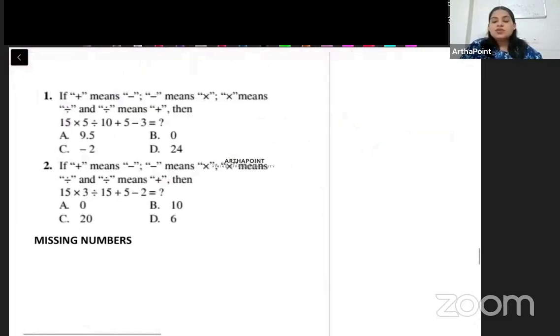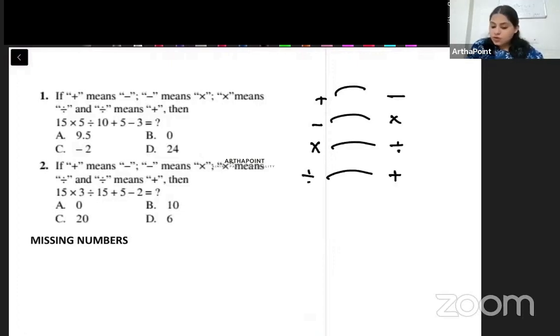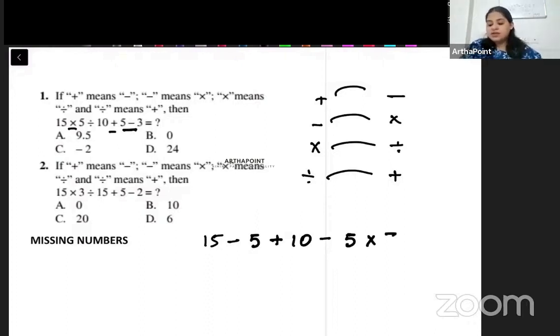So what will they do? They will change the symbols. Like they will say plus means minus, minus means multiplication, multiplication means division, and division means plus. So now, multiplication की जगह I will write minus. Division की जगह I will write plus. Plus की जगह I will write minus. And minus की जगह I will write multiplication. Like this, you have to go ahead and change. Sorry, multiplication की जगह I will write division.